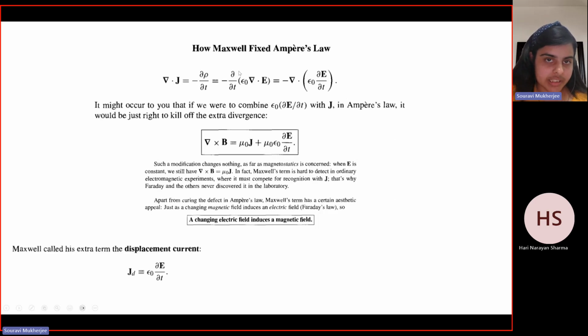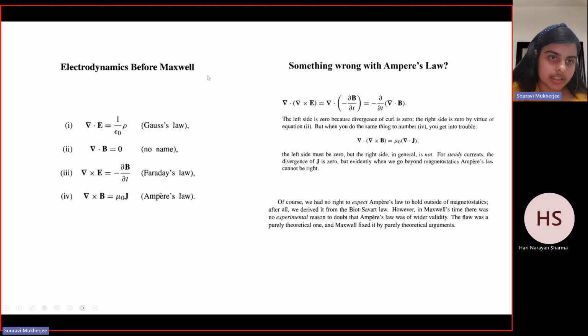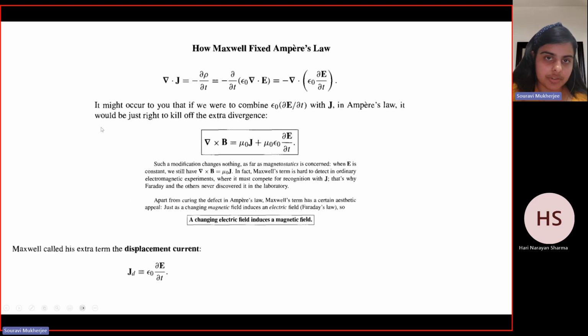So what he did is that we know from the continuity equation that divergence of J is given as minus del rho del t. And from the first law that we just wrote here, we can write rho as epsilon naught divergence of E, right? So if you do that substitution, you get this expression of minus divergence of epsilon naught del E del t. So that means now if you combine this term with J, this effective term that you have will always be divergenceless. So that is what was done. So he added this extra term of mu naught epsilon naught del E del t to Ampere's law.